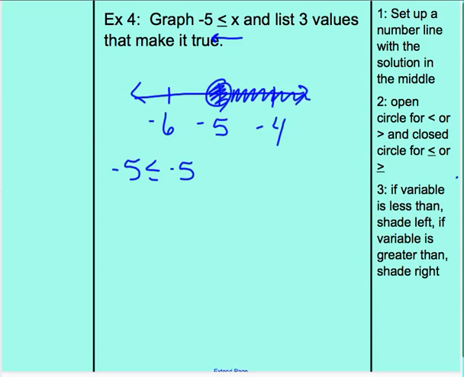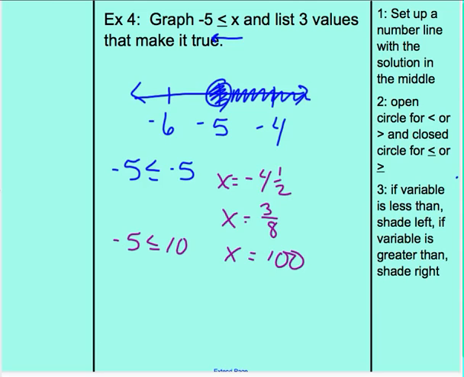And finally, we're going to list 3 values to make this inequality true. So I can pick -4 1/2. I could have x is equal to 3/8, or x could equal 100. And in order to make sure that you have the correct solution, you could substitute it back into your inequality. If maybe you got confused because the variable was on the wrong side, if I put, let's say, 100 in for x, I can double check to make sure that that's a true statement. Is -5 less than or equal to 100? Yes, so I'm picking values in the correct direction.